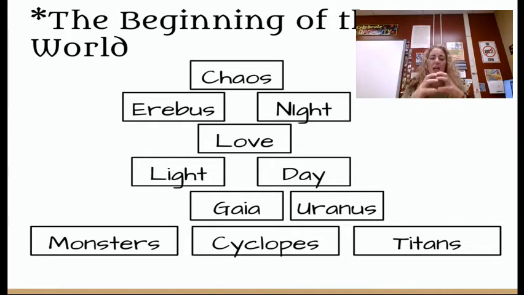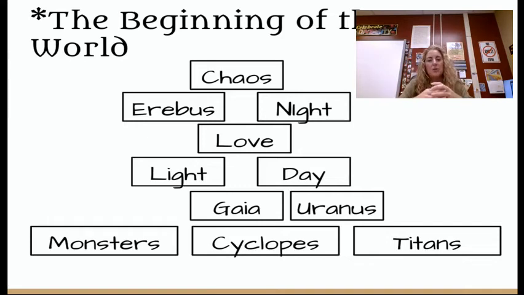So then we get this kind of gigantic egg type of thing referred to as love. And from love, we get light and day. So if you think about it, we now have darkness and night, and now we have light and day, right? So we've established the sun and daytime, and then of course we've established the nighttime. From there, we get our first set of parents, Gaia and Uranus. So Gaia is known as Mother Earth, and Uranus is known as Father Heavens.